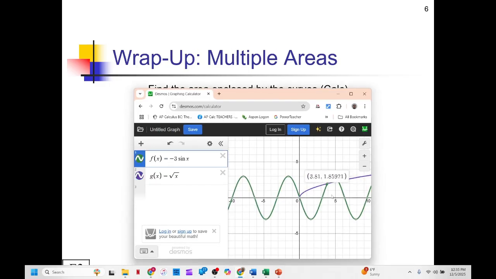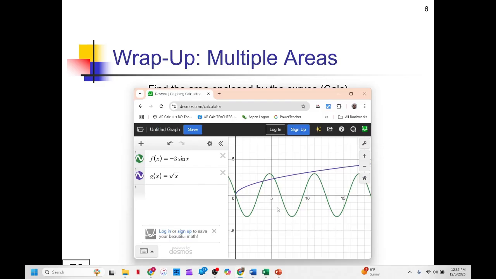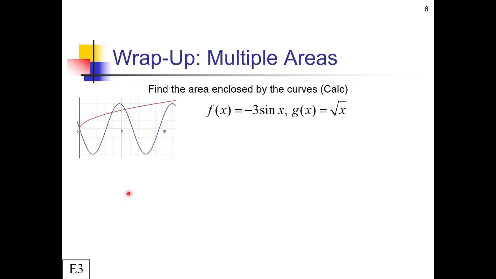Now if I go over to the right a little bit, I see that there's really only two bounded regions. This region in here and this other region. So we've got just two bounded regions. Now the trouble with trying to use one integral here is that we have a change in which function is higher up. So we're going to have to deal with that in a second.